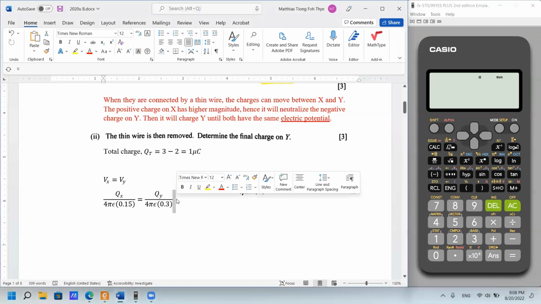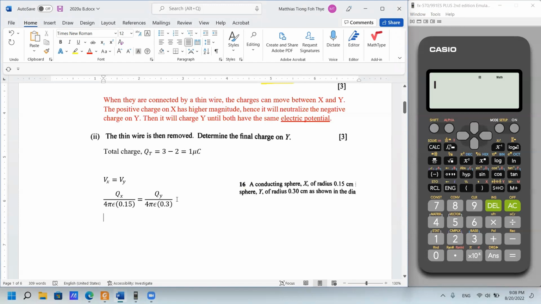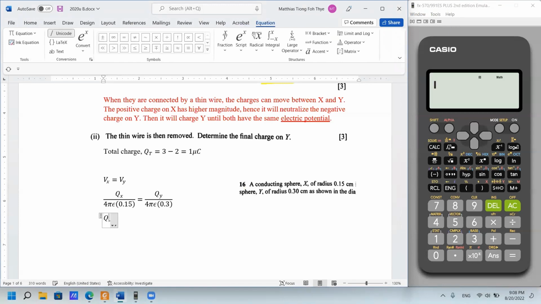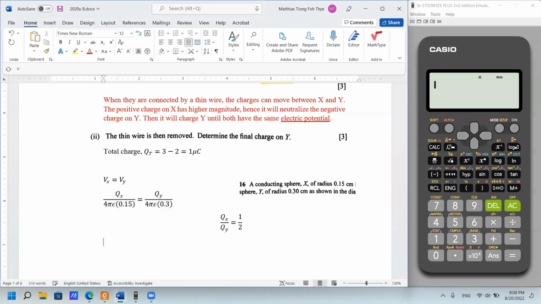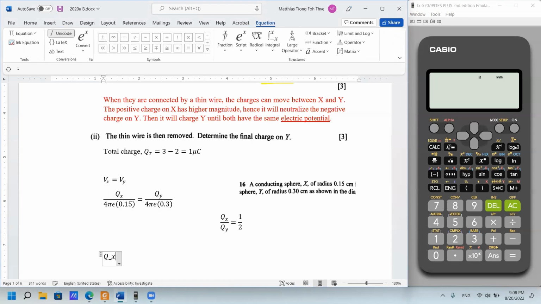And from here, we can obtain the ratio of the charge of X and Y, where the charge of X divided by the charge of Y will be equal to 1 over 2. We have 0.15 divided by 0.3. And from here, we can apply the knowledge of the ratio, where the charge of Y divided by the total charge will be equal to 2 over 1 plus 2, which is 3. So this is how we can use the knowledge of the ratio.